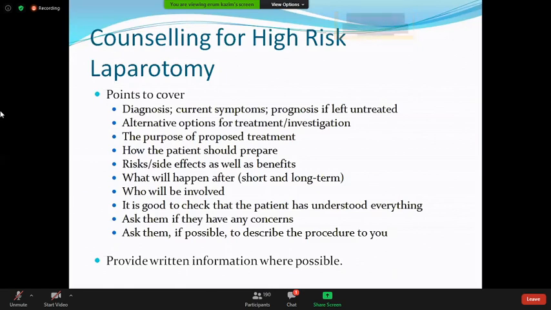Then in the end, ask the patient if he or she may have any concerns. And it is good to check that the patient has understood everything, what the patient wishes or doesn't wish, and ask if they have any concerns or queries, and then ask them, if possible, to describe the procedure to you so that it makes clear that he or she has understood.